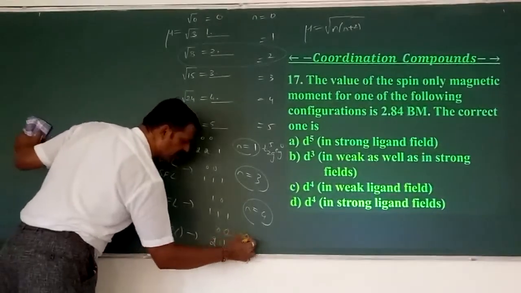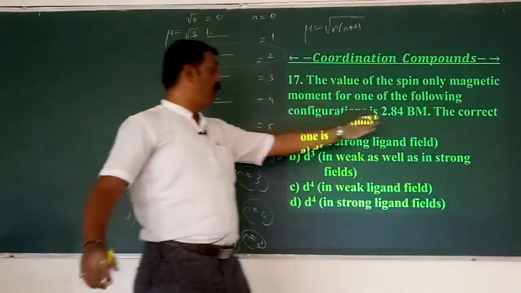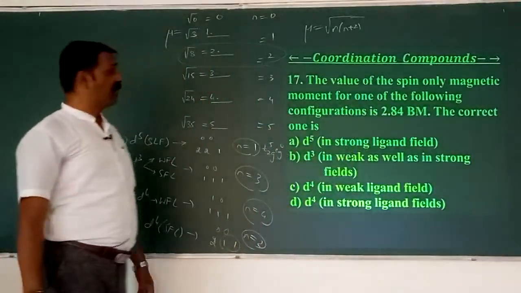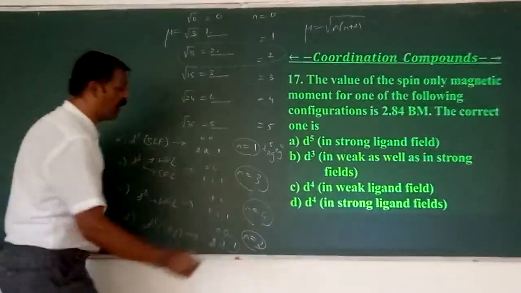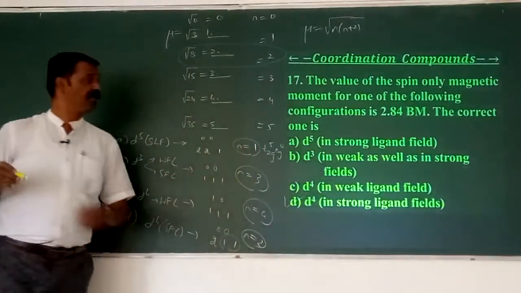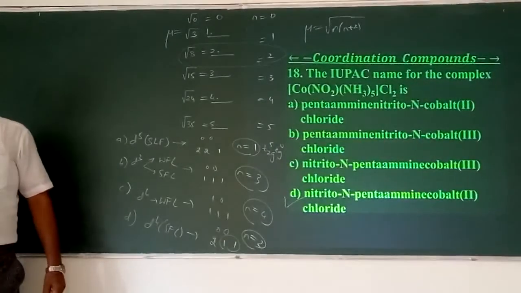I think we are getting this. N is equal to 2. If N is equal to 2, I am getting the value of magnetic moment as 2.84. On that basis, we can decide that 17 is found to be the D4 with a strong field ligand. Hence, it is 17D. Okay, so let's move on to the 18th now.